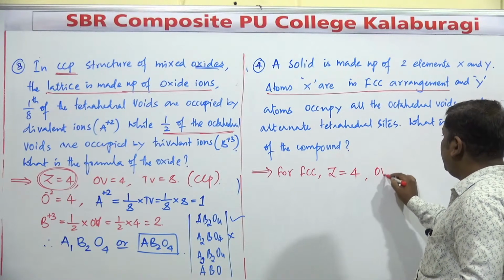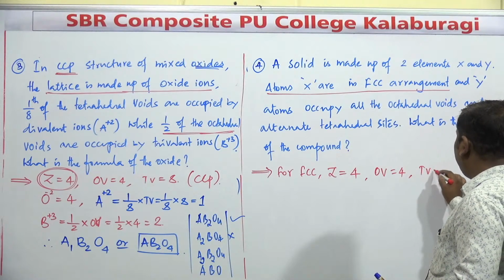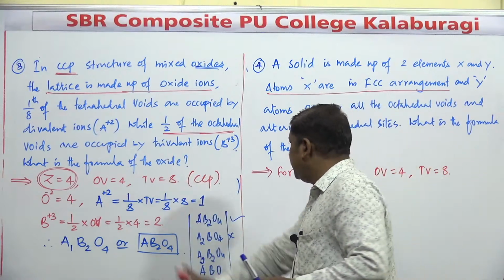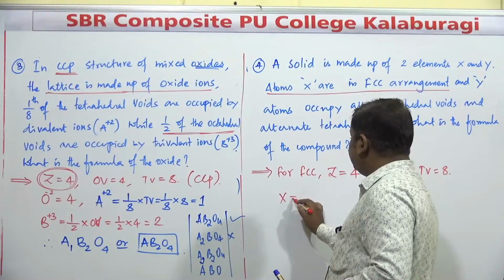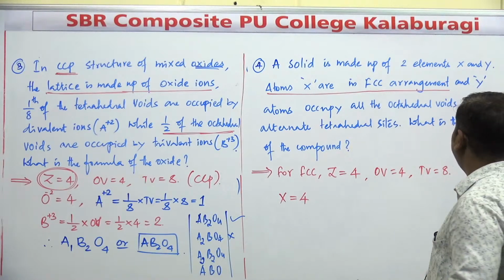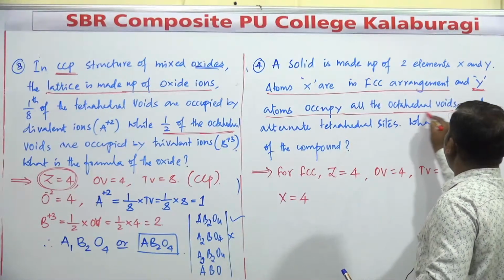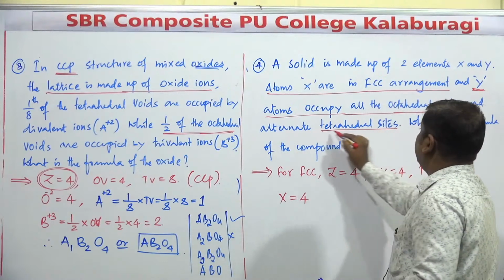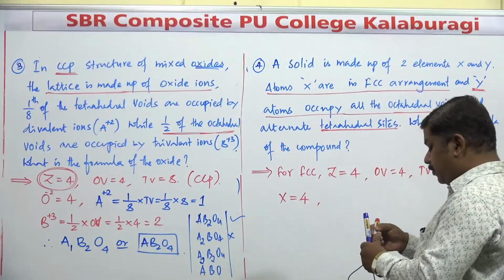How many octahedral voids? That is equivalent to the number of spheres. And the number of tetrahedral voids is double the number of spheres, so this is going to be 8, very similar to the CCP type of arrangement. X are present in FCC arrangement, so the value of X is 4. Y atoms occupy the octahedral voids and alternate tetrahedral sites. Okay, what is the Y value going to be?